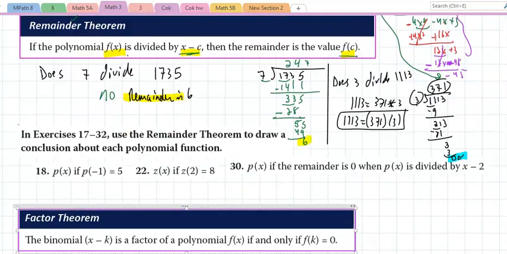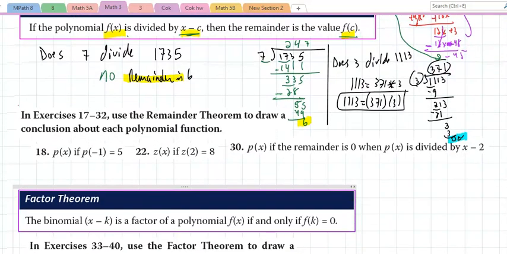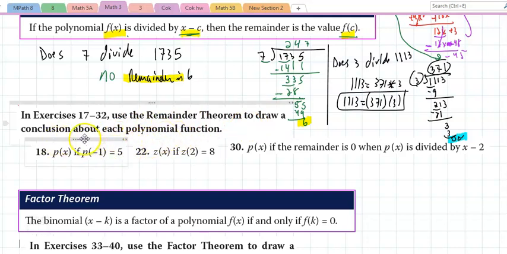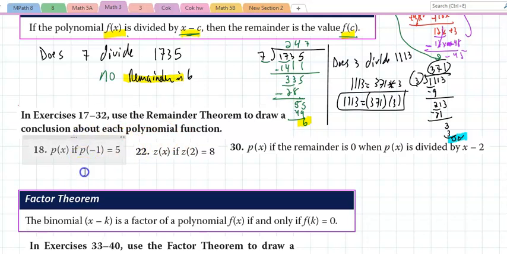If I was to apply this theorem to the following problem, they're not really long, they're looking more on do you understand the concept or not. Use the remainder theorem to draw a conclusion about each polynomial. So here they say, look, on 18, what can you draw on p of x if p of negative 1 is 5?